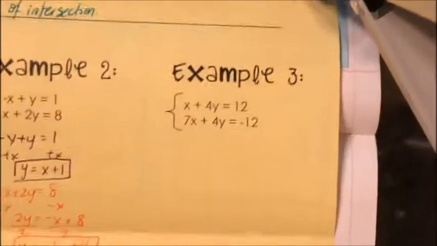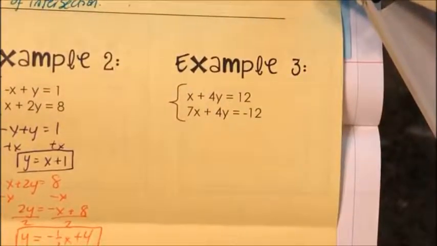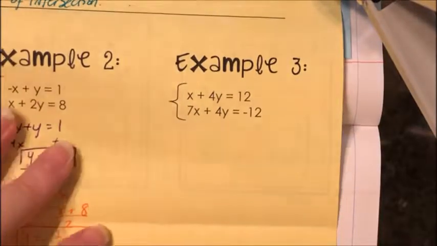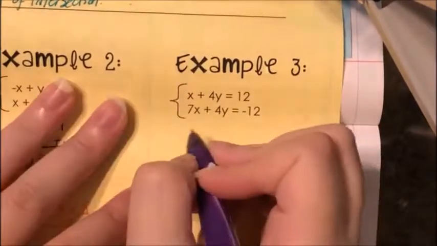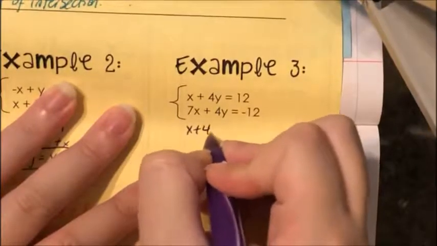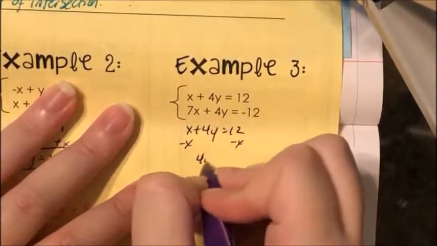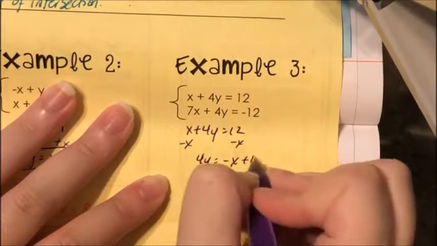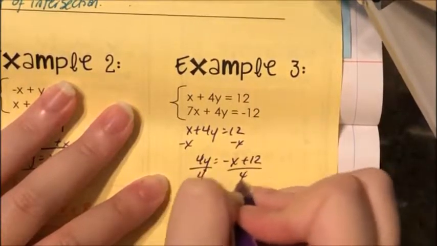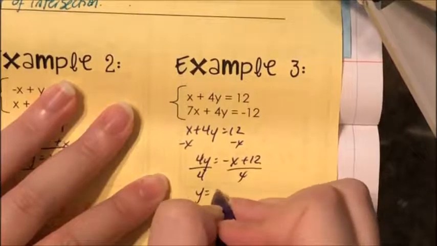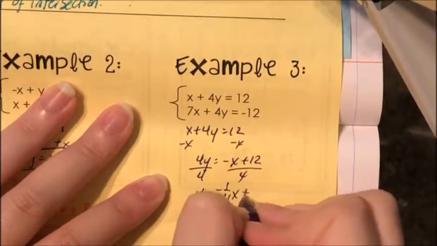Example number 3 says x plus 4y equals 12 and 7x plus 4y equals negative 12. Okay, so again, neither of these are in slope-intercept form, so we need to solve them for that. Subtract x, 4y equals negative x plus 12, divide by 4, y equals negative 1/4 x plus 3.